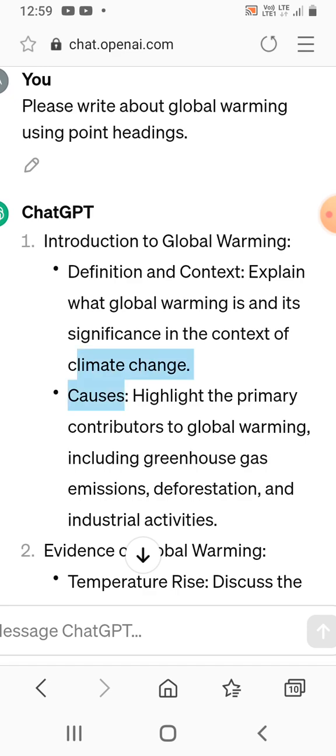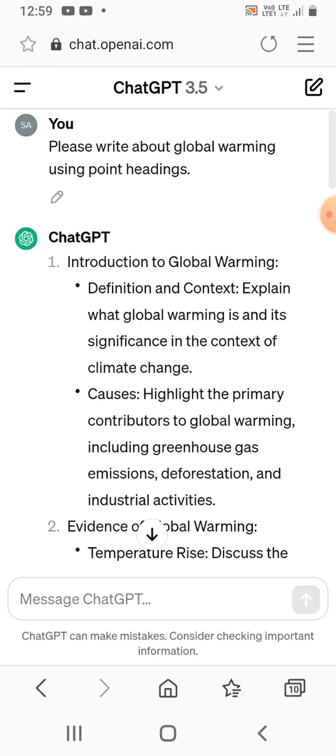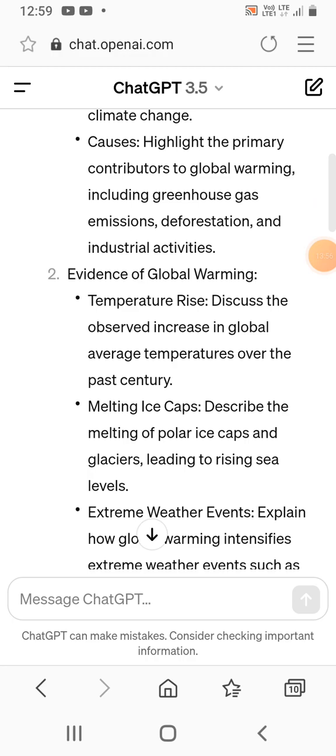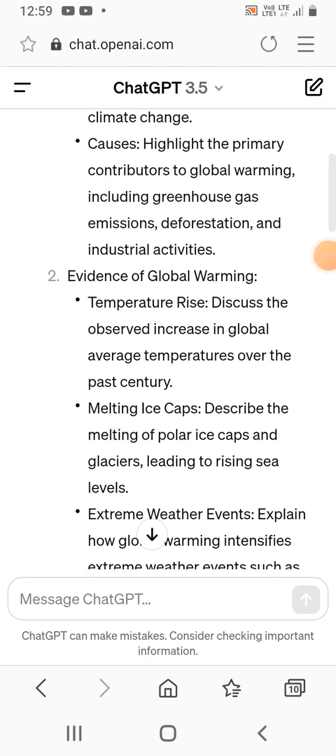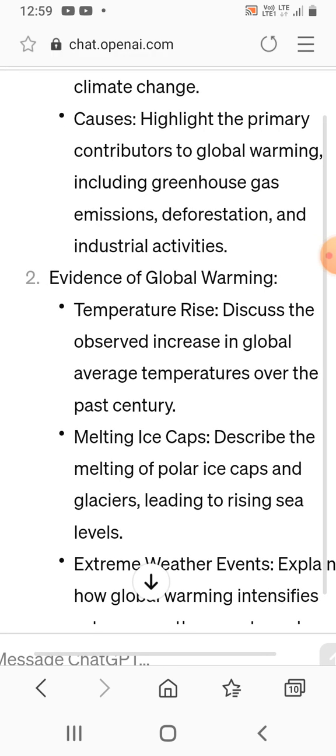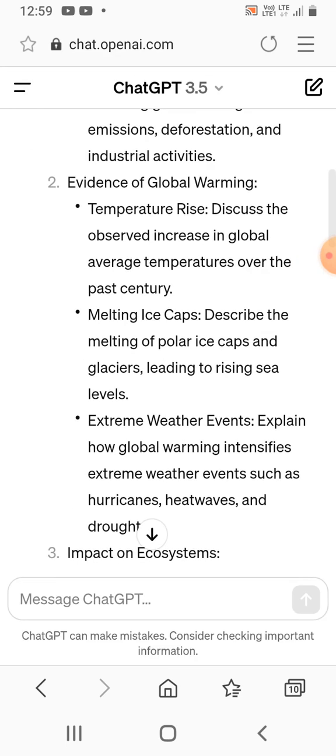Definition, context and causes. With these keywords you will write 2 pages. I am telling you, this is the reality. This is the easiest way to remember. Suppose evidence of global warming. You will only remember what? Temperature rise, melting ice caps, extreme weather events, and the explanation you can write in your own language.